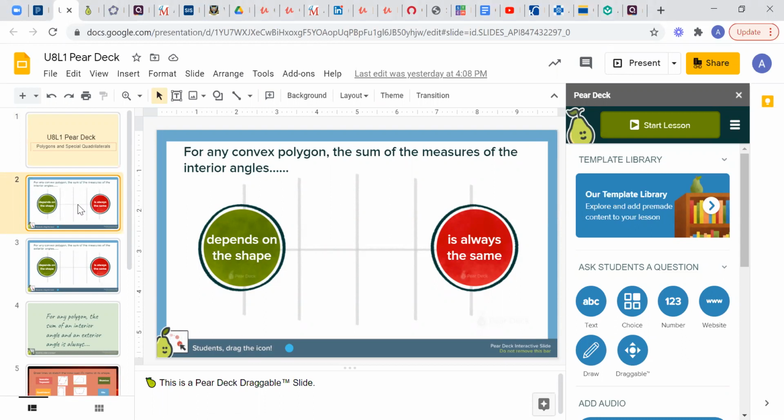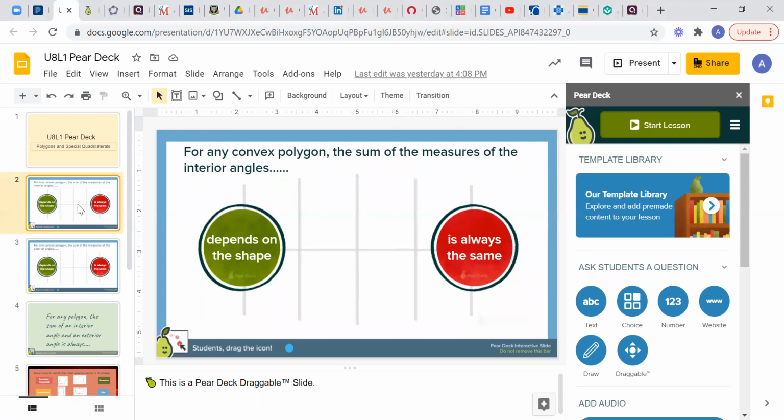Savannah, what did you choose here for the first question? Depends on the shape. Okay. In a polygon, the sum of interior angles depends on the shape. By knowing the number of sides, we're definitely going to know the sum of the interior angles of the polygon.